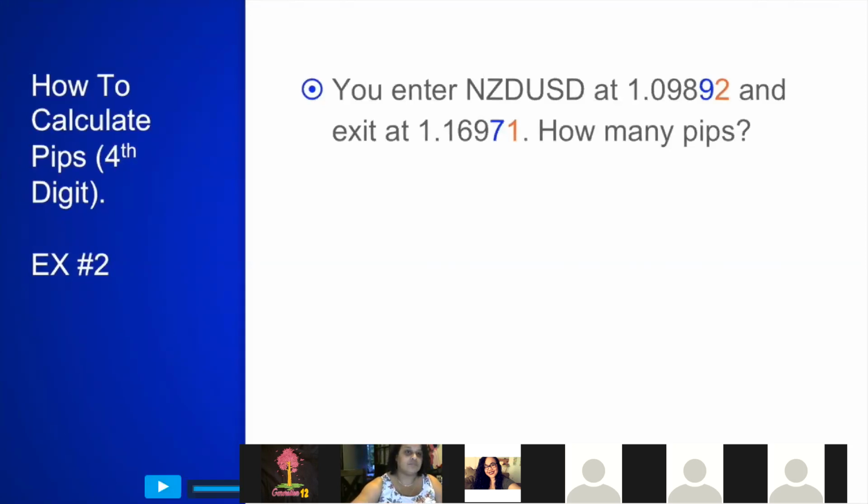Let's check it out, guys. Let's check it out. Entry at 1.09892 and exit at 1.16971. How many pips? So right now, you should have your calculator out. You can pause the video. You should be subtracting these numbers to find out what that decimal answer is.